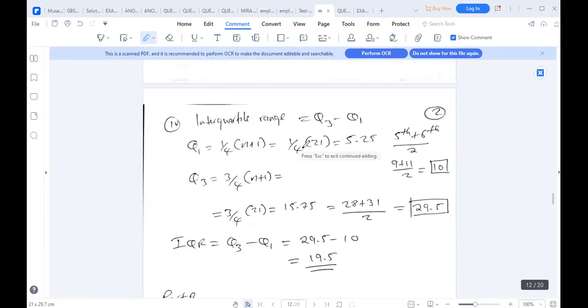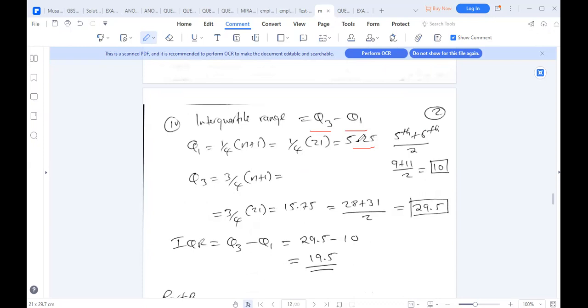Now, when we go to the interquartile range, it is the third quartile minus the first quartile. How do you find the first quartile? A quarter of n plus 1. So a quarter of 21 is 5.25. Ideally, we were supposed to get the fifth one. But according to his marking key, he's getting whatever has a point.